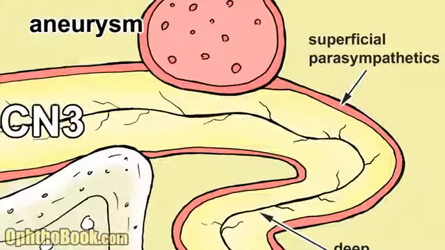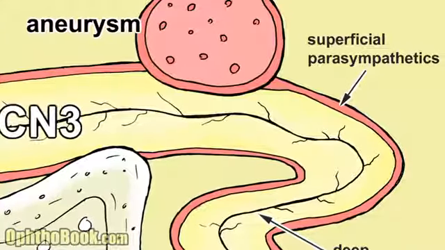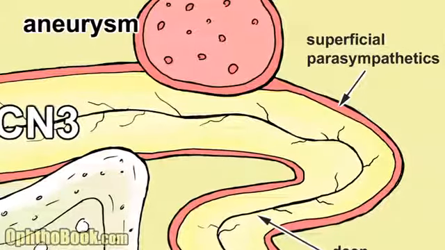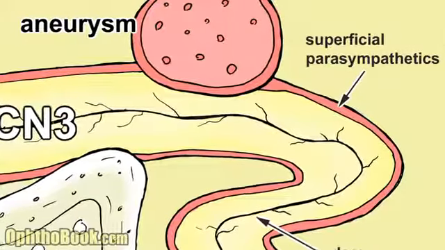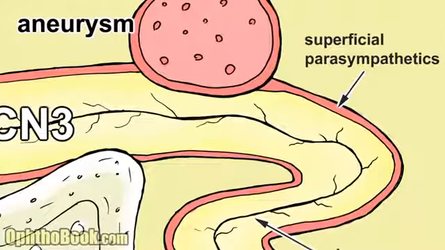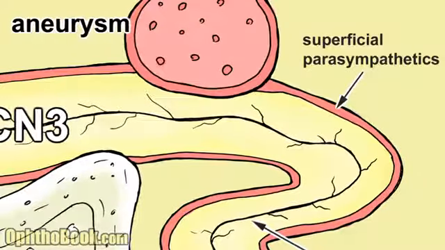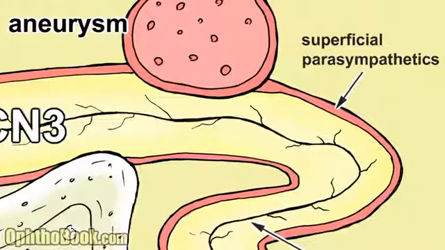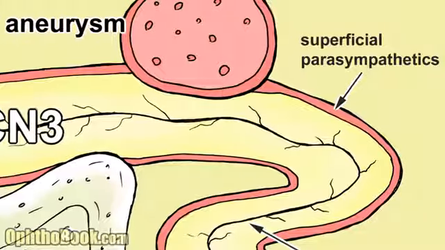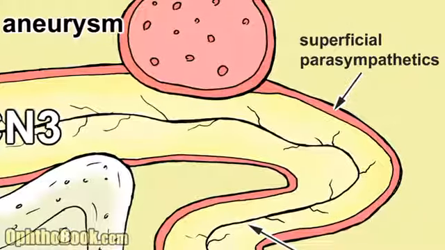So if we look at a cartoon drawing of the third nerve, the parasympathetic fibers that control pupil constriction actually run on the outside of the nerve. So if you have a compressing lesion from the outside, it usually pushes on those. So when you see a blown pupil, it's never a good thing. You've got to think about tumor and especially aneurysm with a third nerve palsy.